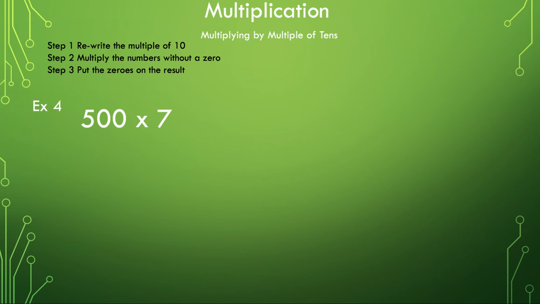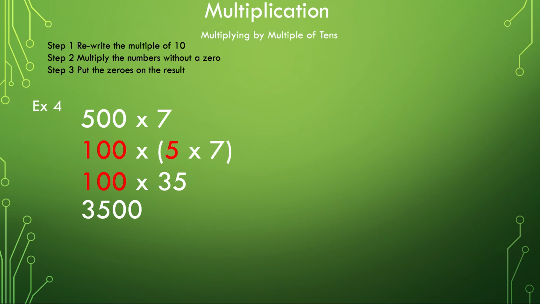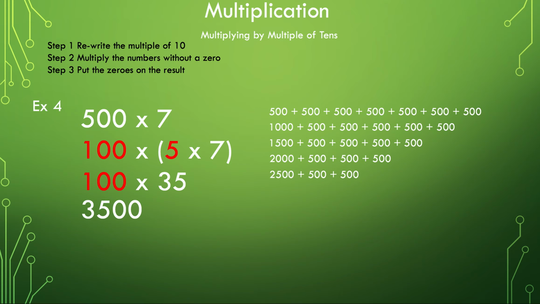Take a look at example 4. It looks very similar to example 3, but the multiple of 100 is at the beginning. In this case, you still follow the steps and you will still get the same result. So separate the 100 into 100 times 5. You multiply 5 times 7, which gives me 35. Add the zeros at the end, and you get 3,500. Let's show you why this works with addition. So 1,000, 1,500, 2,000, 2,500, 3,000, 3,500. Okay, this is your final answer.